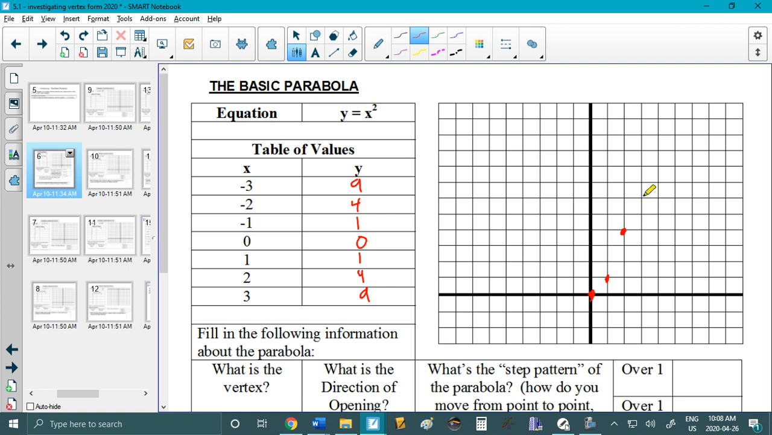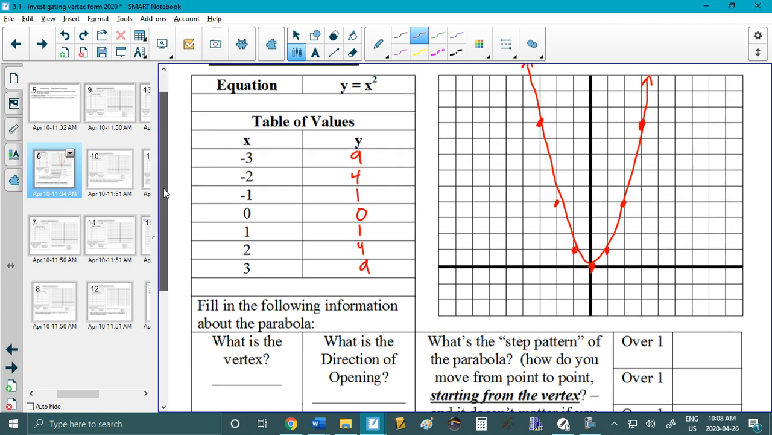So 1, 2, 3, 4, 5, 6, 7, 8, 9. What I would like you to notice right now, we have the axis of symmetry here. So all of these points can be flipped over the vertex. So they're exactly the same. And we have that. Good enough. Again, the graph I'm not really worried about. It's this other stuff that's important.